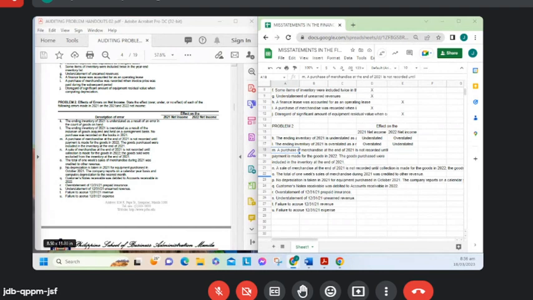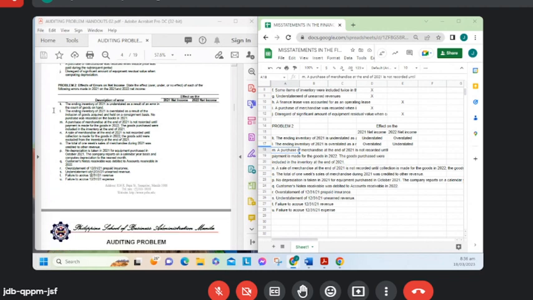Letter M. Purchase of merchandise at the end of 2021 is not recorded until payment is made for the goods in 2022. The goods purchased were included in the inventory at the end of 2021. So, ibig sabihin dito, the purchases is understated while the ending inventory is correct. Okay? So, what's the impact of this?